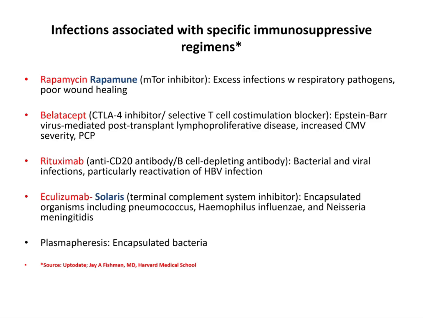Rituximab, anti-CD20, B cell depleting. So common things are hepatitis B reactivation. So if a person goes in with chronic hep B, got rituximab, not on prophy, or even if they're on prophy, sometimes they can get acute hepatitis flare.